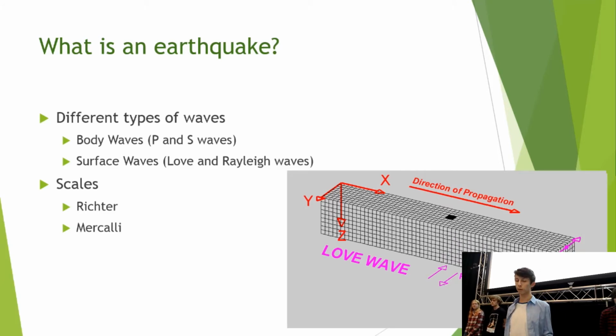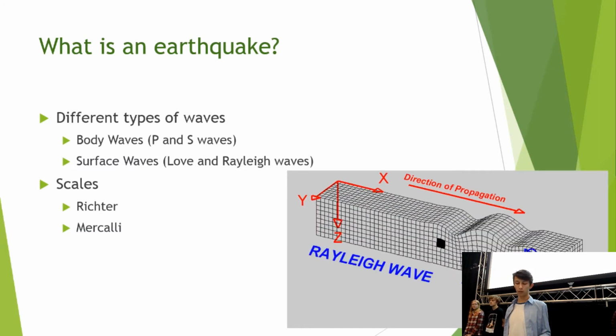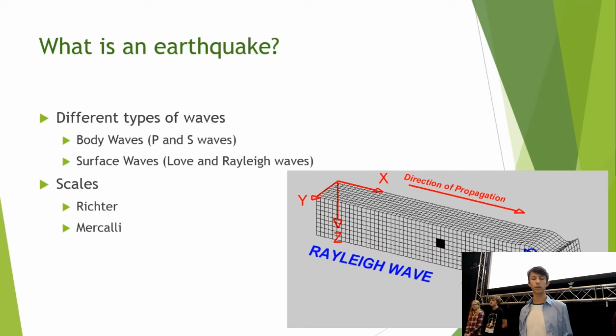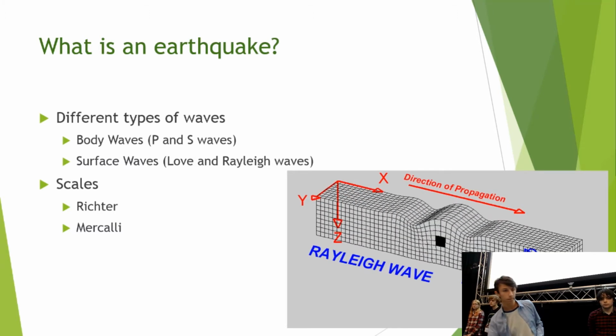Love waves also oscillate perpendicular to the direction the wave is travelling in, however only on the surface of the Earth. Rayleigh waves oscillate in a circular motion, similar to a wave in the sea. In general, surface waves tend to do much more damage than body waves.